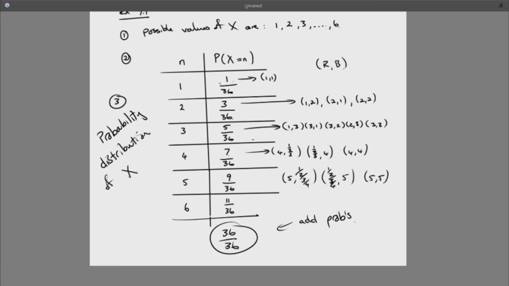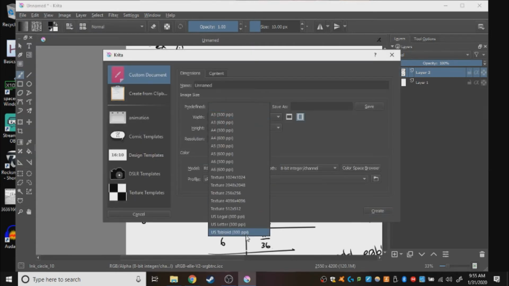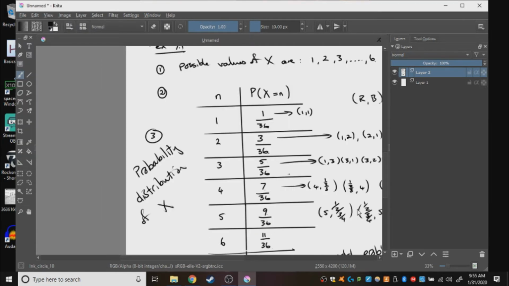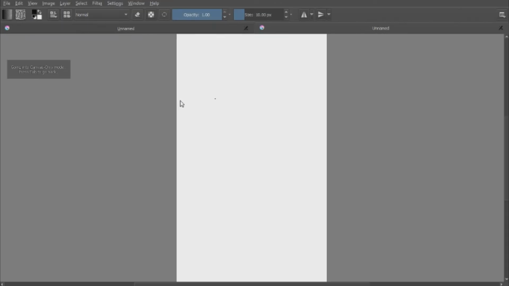I could visualize this with a graph instead, which is sometimes nice. Graphs are nice because they show information sometimes in a more effective way. So let's just see what that would look like.